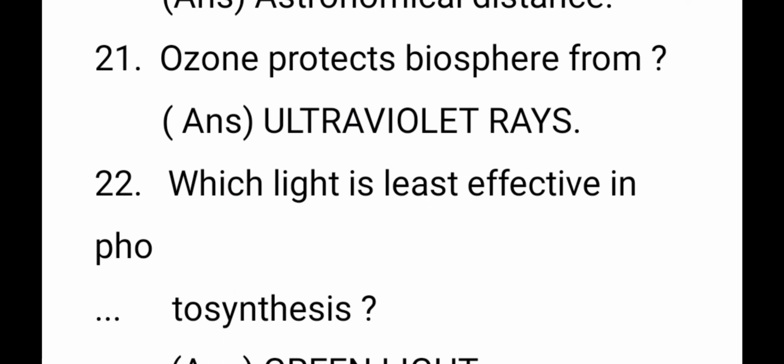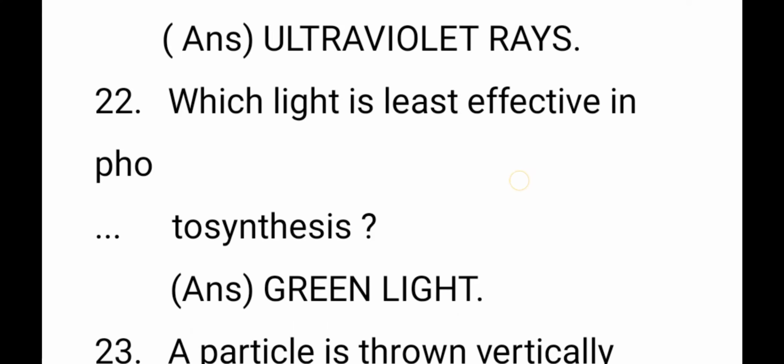Next question. Ozone protects the biosphere from ultraviolet rays. These ultraviolet rays are the most dangerous rays, and they are coming from the sun. So, as a gift of God, the ozone layer protects us and prevents these rays from passing through to the earth. So these are called ultraviolet rays, they are dangerous rays.